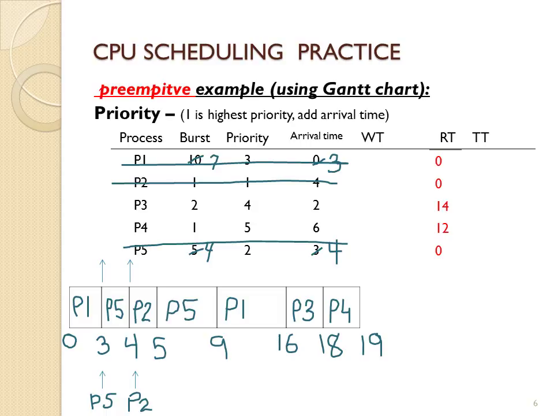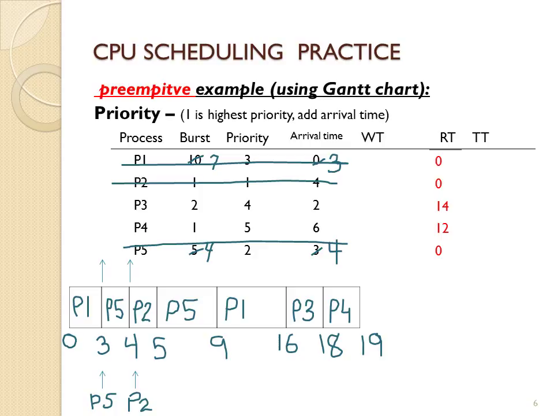So it's very important that you get the Gantt chart right, and once you get the Gantt chart right, you can make your calculations. So to make your calculations for the response time, you take the first time that it gets on the CPU and you subtract the arrival time.